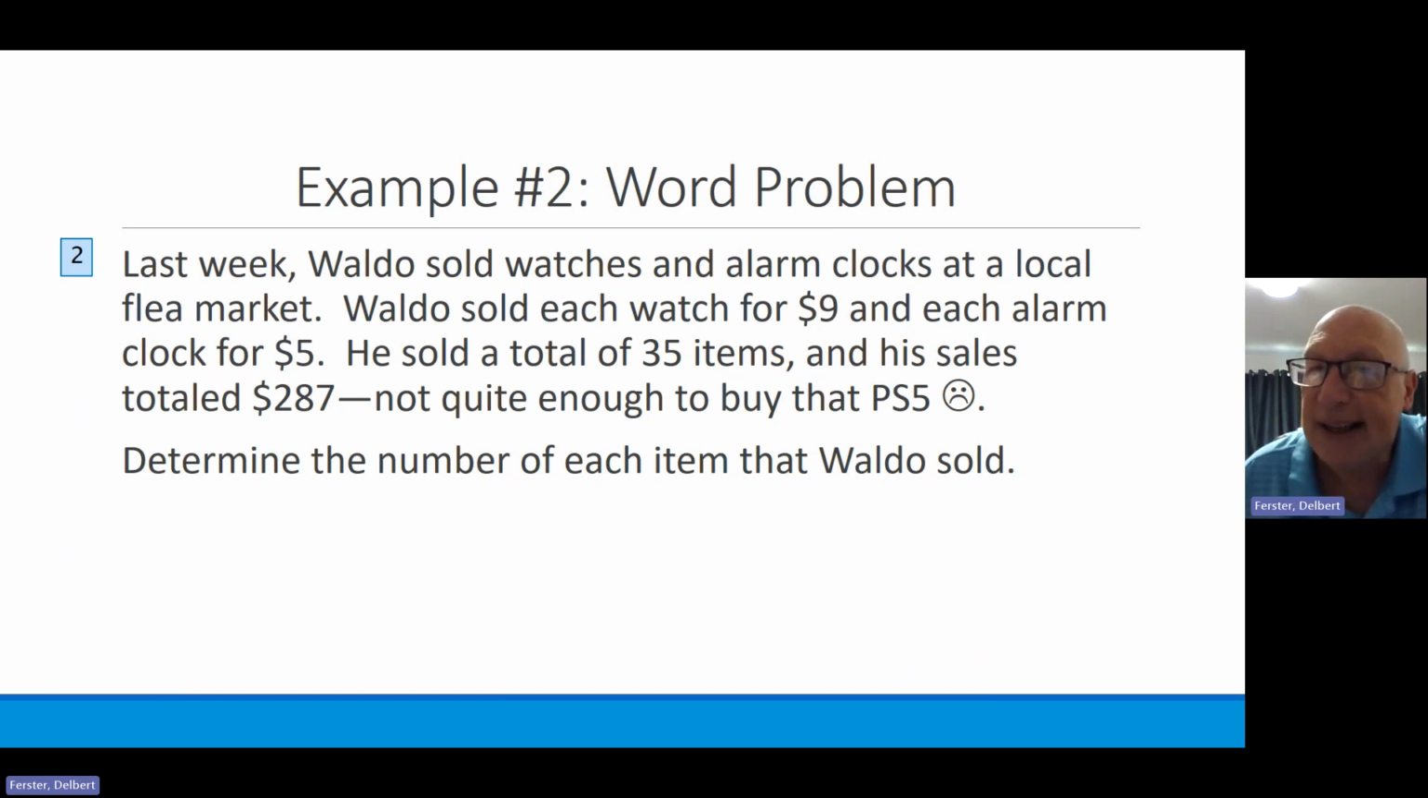All right, example 2. Waldo sells watches and alarm clocks at the flea market. Each watch is $9. Each alarm clock's $5. And he sold 35 items total. And he totaled sales of $287, but he can't quite snag that PS5, which is a bummer because, you know, Waldo's a big Gran Turismo kind of guy.